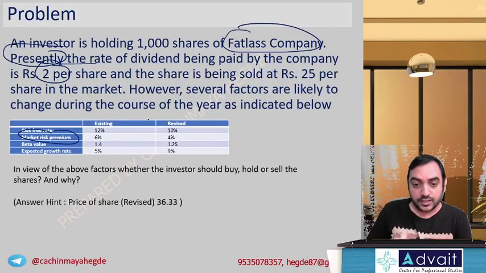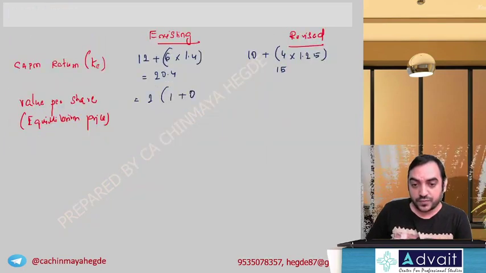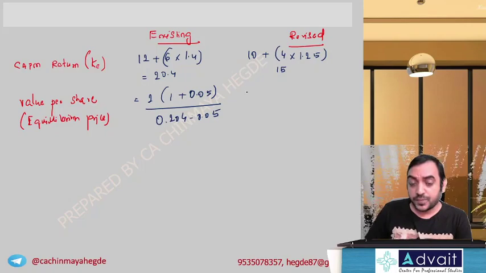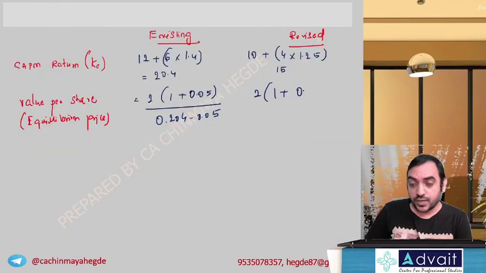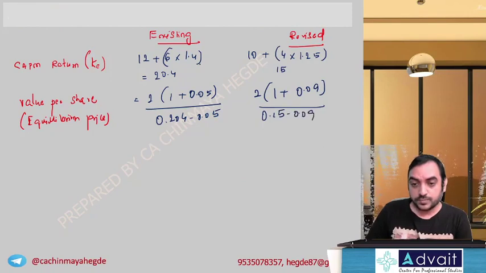How much is the growth rate? The existing growth rate is 5%, 0.05, divided by K minus G. K we calculated as 20.4 minus growth rate 0.05. Under the revised situation, 1 plus the growth rate, which is increased to 9%, 0.09, divided by 0.15 minus 0.09.